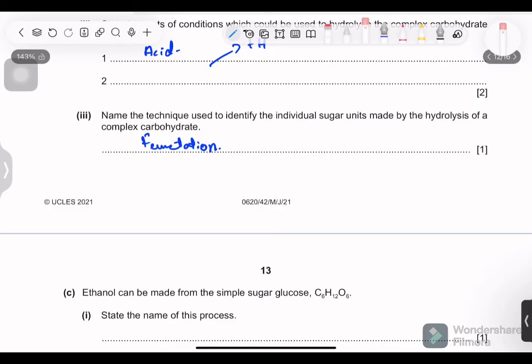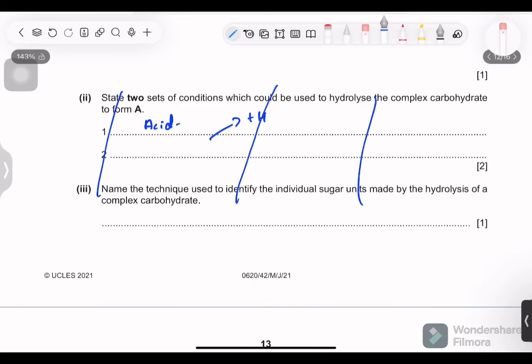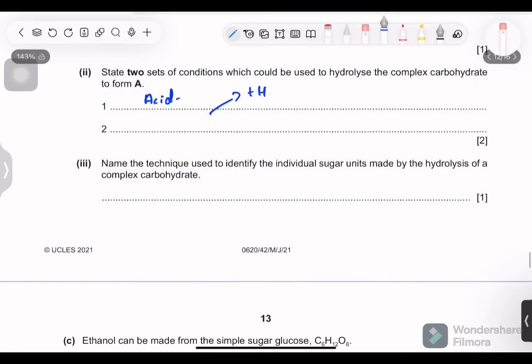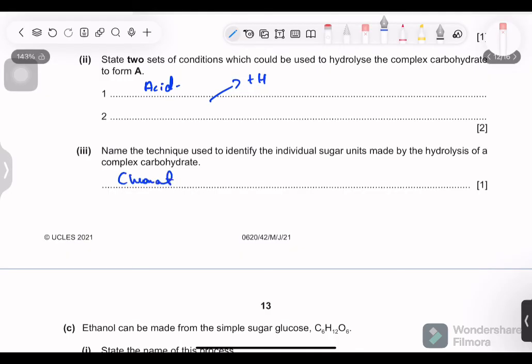They were saying to identify. Name the technique used to identify the individual sugar units made by the hydrolysis of a complex carbohydrate. So this is not in your syllabus anymore, but we can still do this one because it involves a separation technique. When a complex carbohydrate is hydrolyzed, we get simple sugar units, glucose, sucrose, etc., which are soluble in water. So to identify which sugars are present, we need chromatography. Even if you don't understand it, doesn't matter.